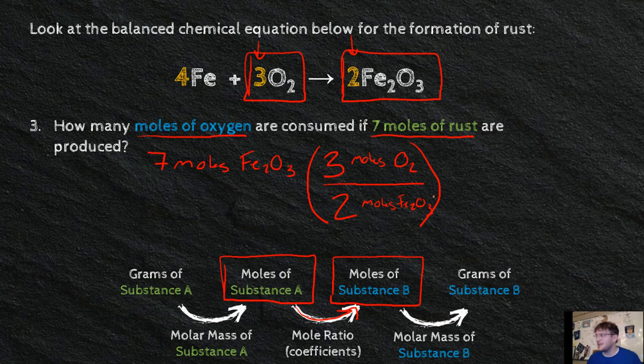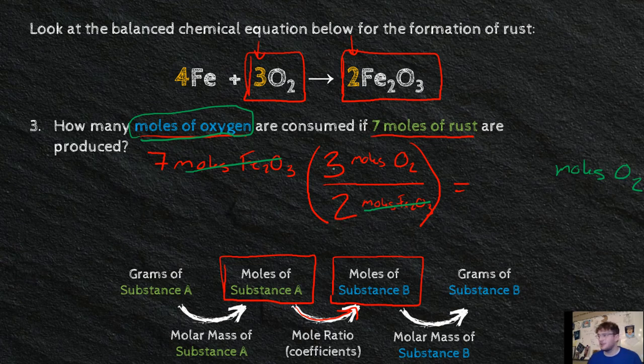All right, so what happens here? Well, like I said, we put moles of rust on the bottom so that it would cancel out on top. What unit am I left with? I'm left with moles of oxygen. Is that what I want? You bet it is. That's what I was asked to find, moles of oxygen. So I know my unit's going to be moles of oxygen. What's left for me to do?